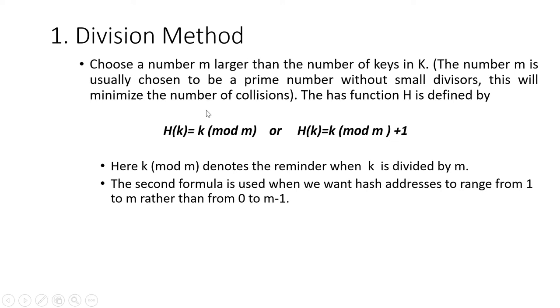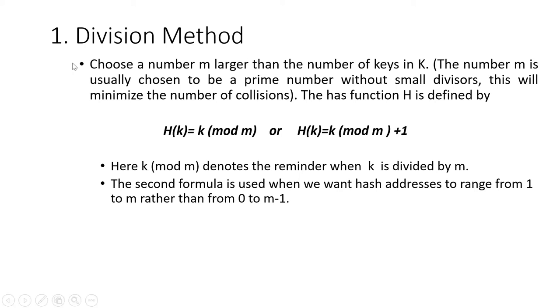Now here, how do we do this? You know what H is. H is the hashing function applied over the key, the key that you have taken. K is the key. And what is M? You have to know what this M is. So how do you choose M? The number M should be larger than the number of keys in K. So we will see an example. It is always good if you take a prime number for M. It says that it will minimize the number of collisions. So let us see with an example how we can do that.